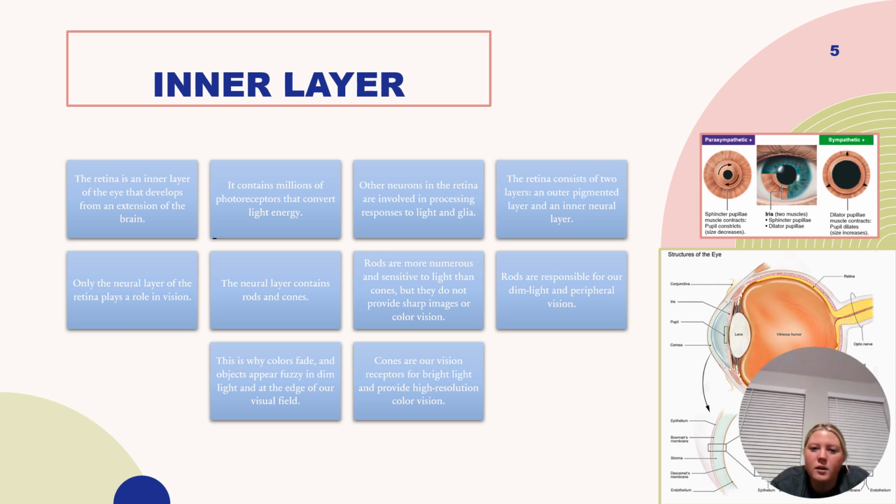The rods are dim light and peripheral vision receptors. There are more rods than cones, and rods are more sensitive to light than the cones, but they do not provide a sharp image or color vision. This is kind of why colors disappear and the edges of objects appear fuzzy in dim light and at the edge of our visual field. The cones are our vision receptors for bright light and provide high-resolution color vision.